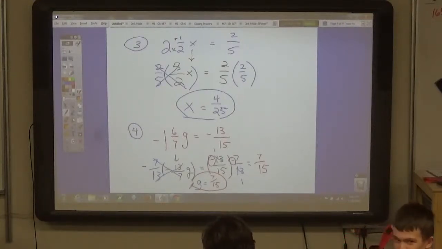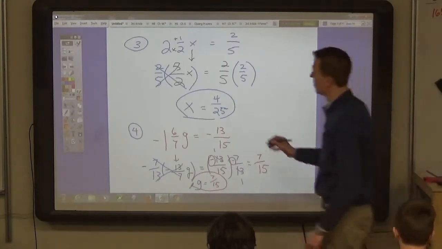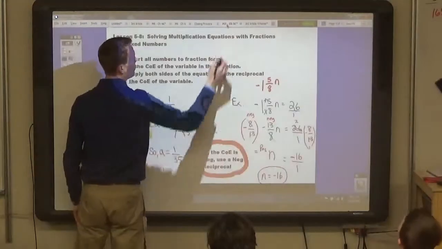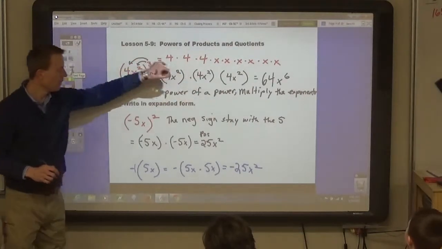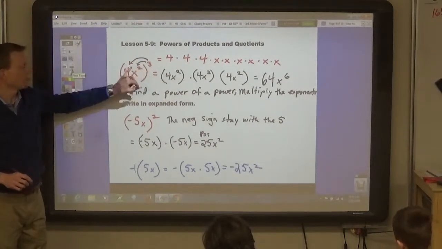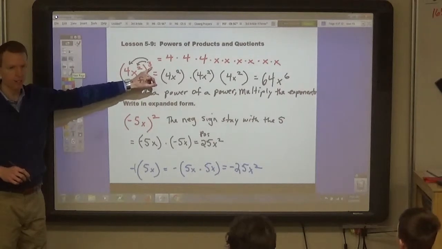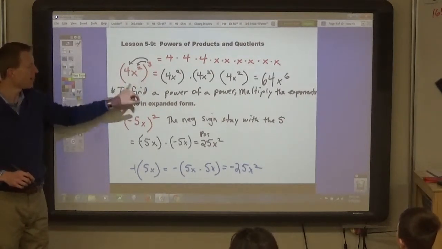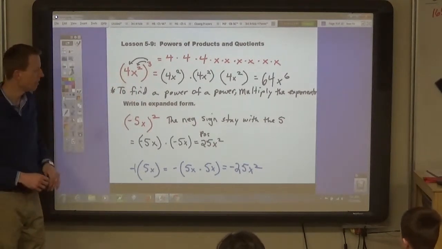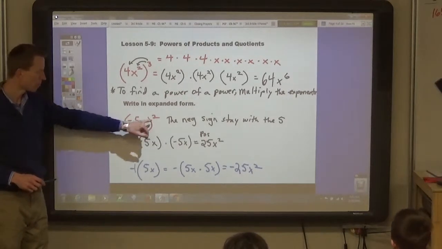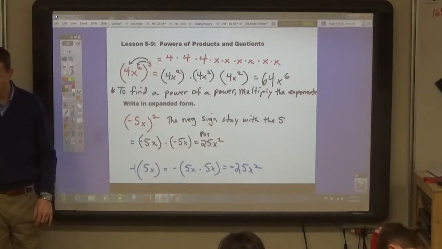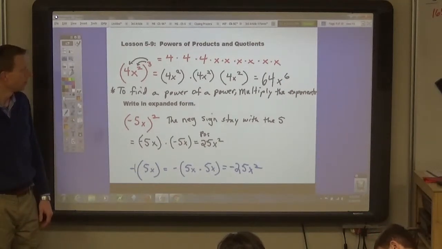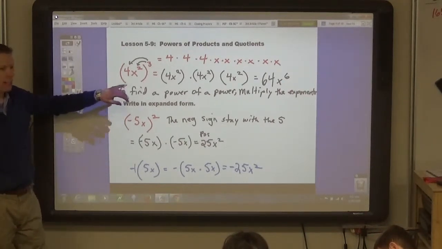Lesson 5.9, we're going to be talking about powers. Powers of numbers. And specifically, how to use the exponent and apply it to a math term that's inside parentheses, or one with a negative inside parentheses. Okay? So, we've talked about these before.